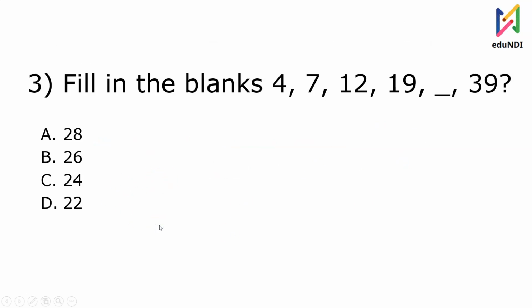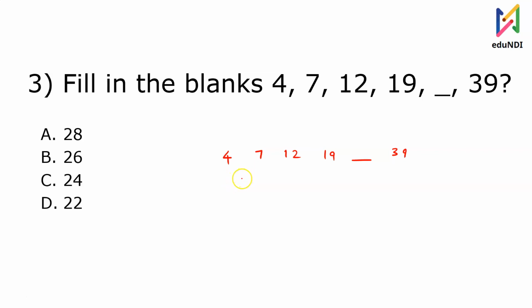See the next one. 4, 7, 12, 19, dash and 39. Right? See, this is another way of asking the problem, right? You are being asked to find the number in the middle of the series, right? So let's see the numbers. 4, 7, 12, 19. No obvious relationship, right? No obvious pattern.